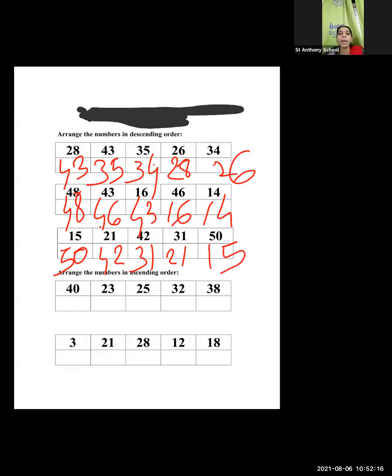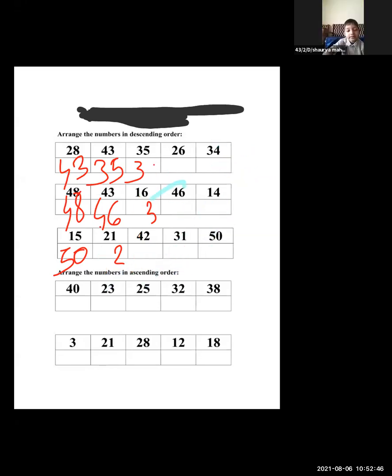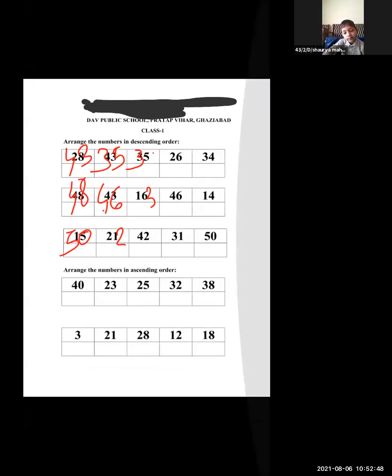Everyone understand? For the descending order, we have to find out the biggest number first, and from that biggest number, we have to lower down towards the smallest number. So we will get the understanding of how to arrange the numbers in descending order. Okay, so everyone understand descending order? Yes. Okay, so we will go forward.